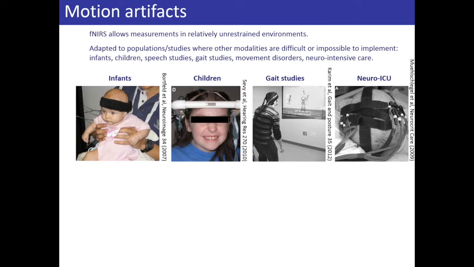So fNIRS allows measurement in relatively unconstrained environments. Could be a hyperscanning study where 2 or more people interact. Could be a real world study where you have the cap on, walk outside. I know you can go to grocery and still have your measurements. And it's also applicable to populations where such measurements are difficult or not possible with the state-of-the-art imaging techniques such as fMRI. Infants, kids with autism, or long-term measurements in intensive care units. These are a few examples.